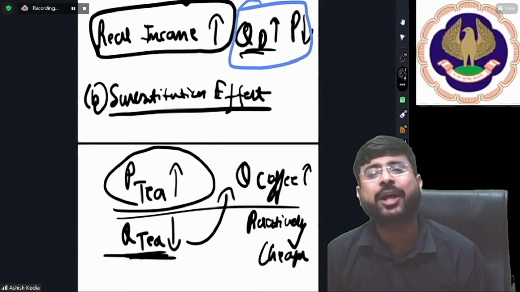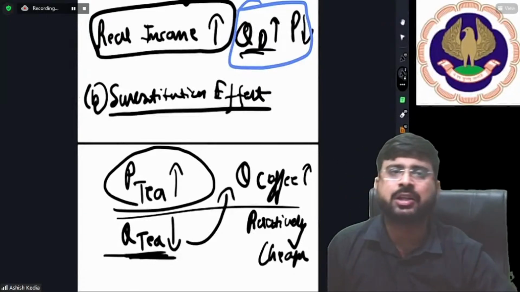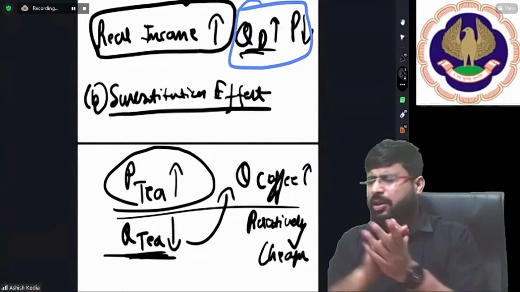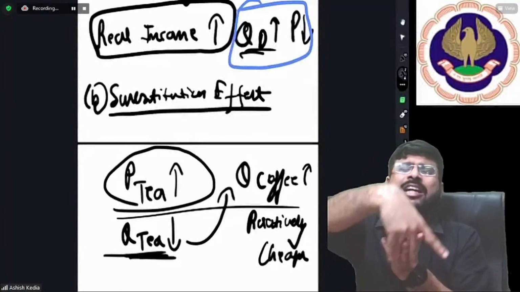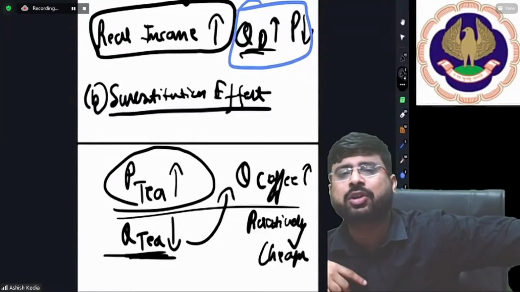Because of rise in price of tea. Yes sir, we get it. That, my dear friends, is substitution effect. Come on, what is substitution effect? That when rise in price of one product results in rise in demand for the other one.